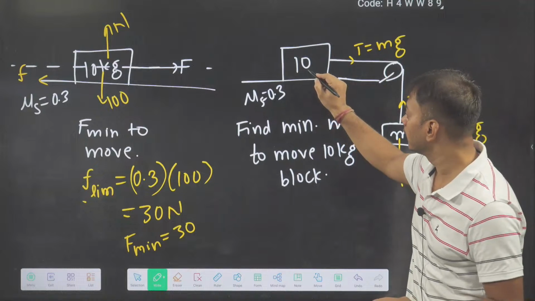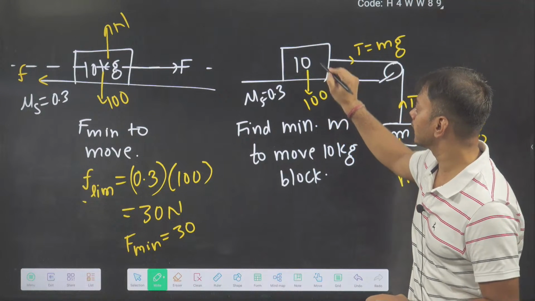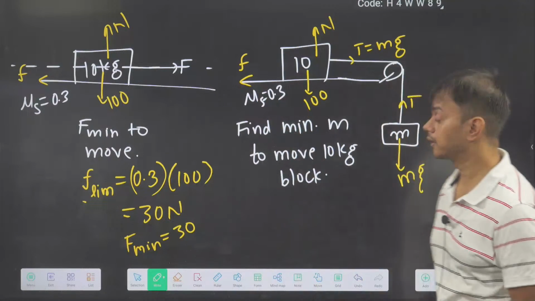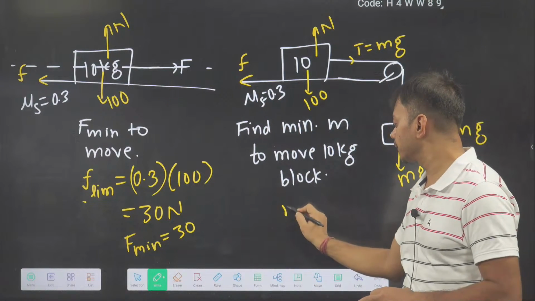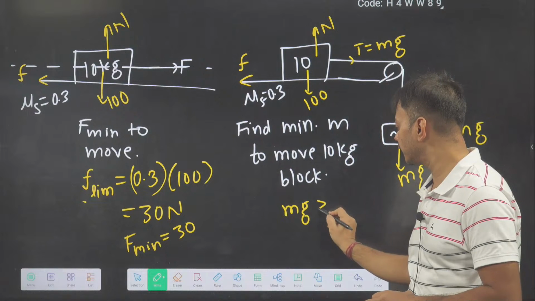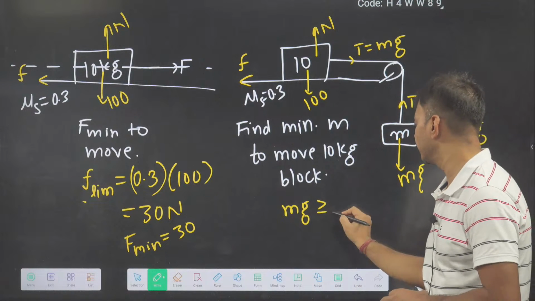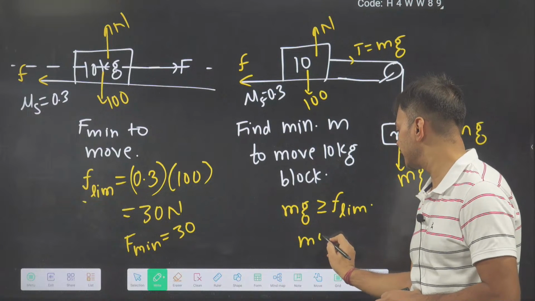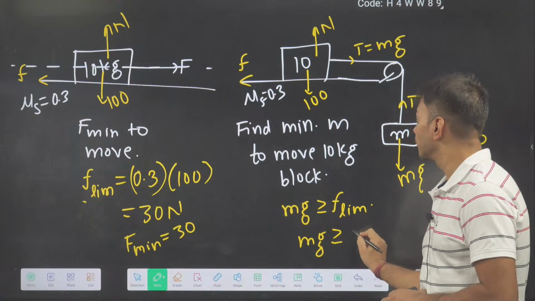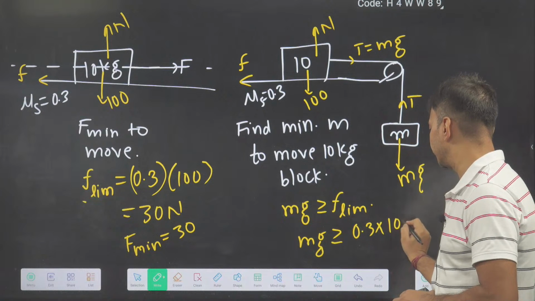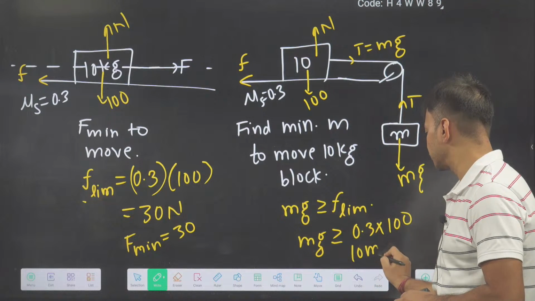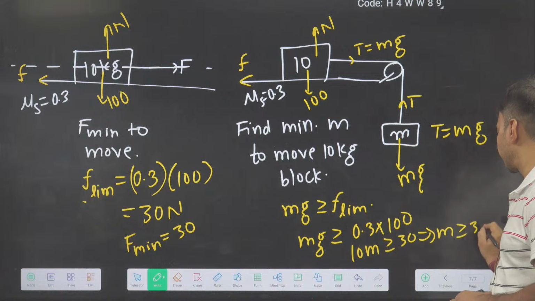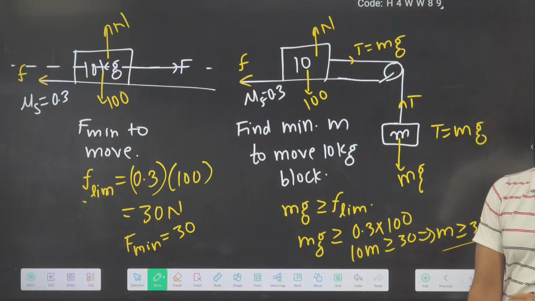Again the same case: mg is 100, normal reaction N is up, friction opposes. My driving force mg should be at least equal to or greater than the limiting friction. So mg is greater than or equal to mu s into N. See, g is 10, so 10m is greater than or equal to 30. So m is greater than or equal to 3 kg. So minimum mass is 3 kg.